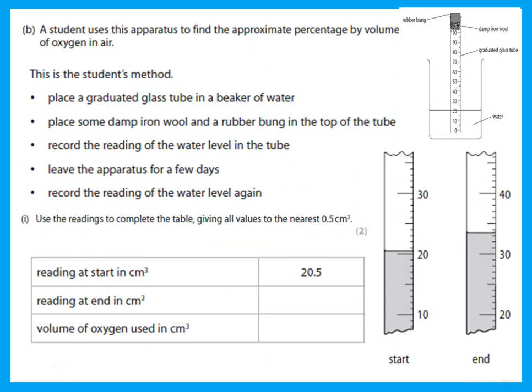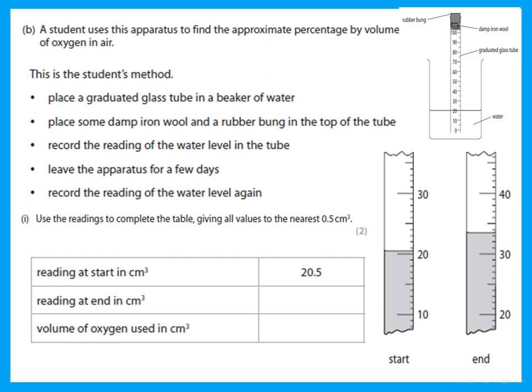A student uses this apparatus to find the approximate percentage by volume of oxygen in air. So he has a glass tube and he has damp iron wool on the top. And originally we had all the glass tube filled with air. So he placed a graduated glass tube in a beaker of water, placed some damp iron wool and a rubber bung in the top, record the reading of the water level in the tube.